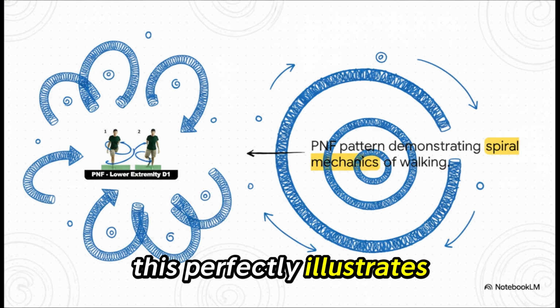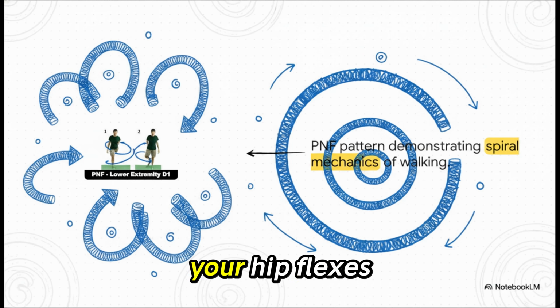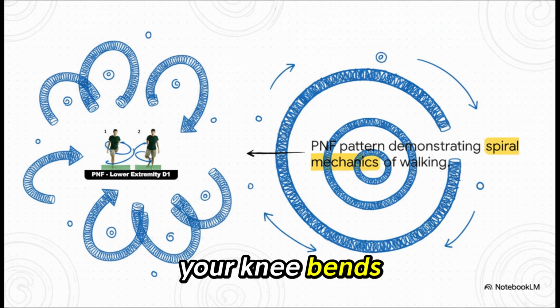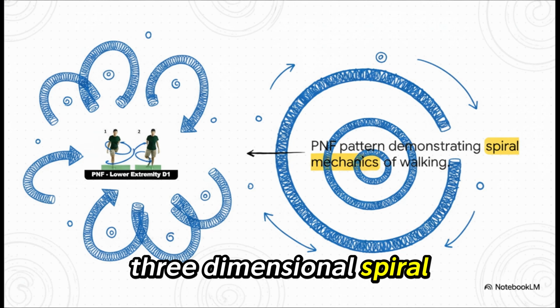This perfectly illustrates the spiral mechanics governing the simple swing of your leg when you walk. Your hip flexes and rotates, your knee bends, your ankle inverts. Even taking a single, everyday step is a continuous, three-dimensional spiral.